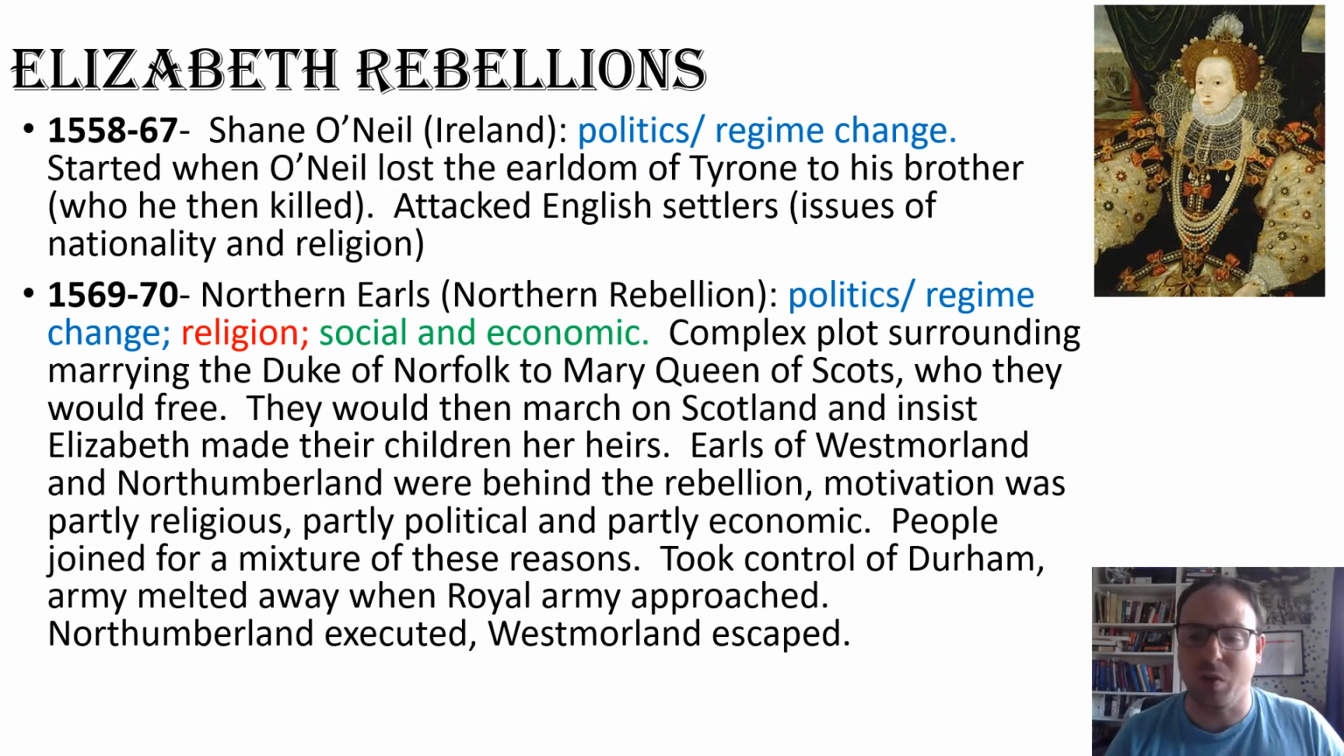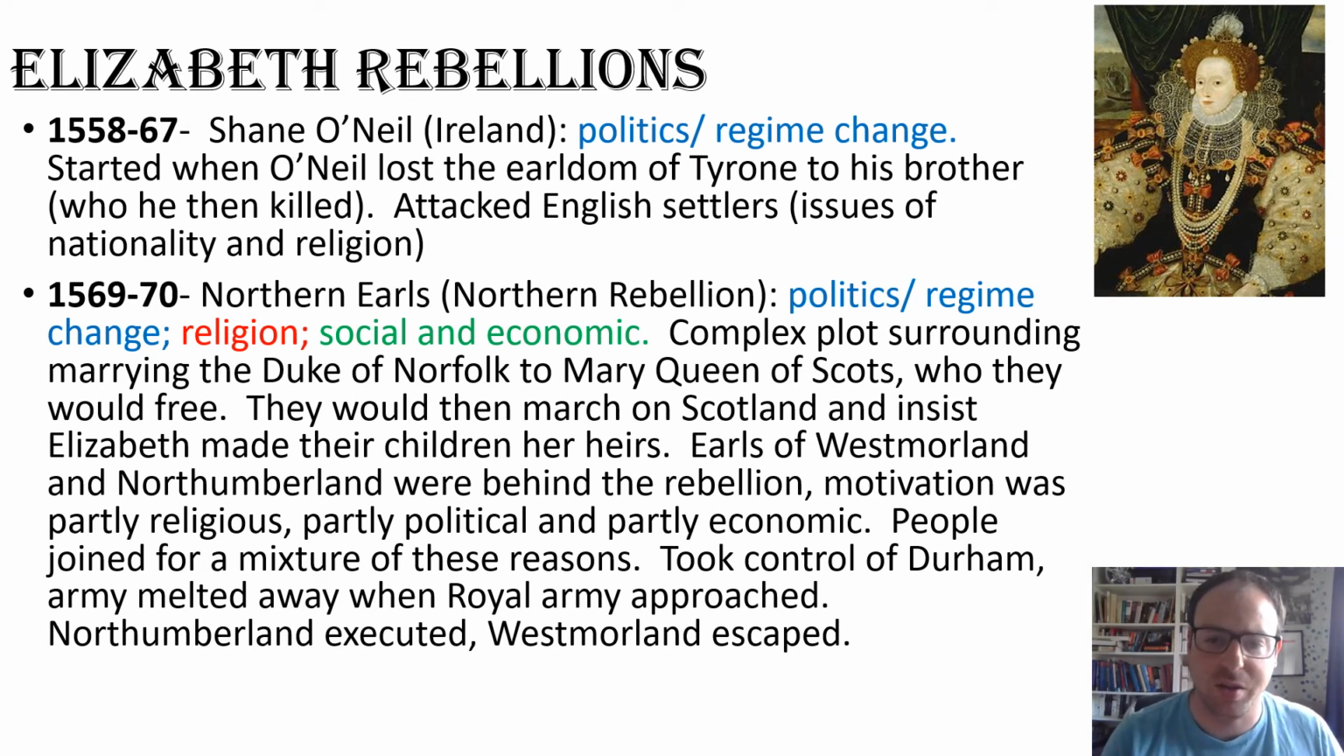So it starts around a complex plot surrounding marrying the Duke of Norfolk to Mary Queen of Scots, who they would free. Mary Queen of Scots was in northern England, but was essentially under arrest at this point in time. They were then going to march with an army that the Earls would raise into Scotland and put Mary back on the throne of Scotland with the Duke of Norfolk as her husband. They would then have children, and their children would become the heirs to Elizabeth's throne, and Elizabeth would have to recognise them as such.